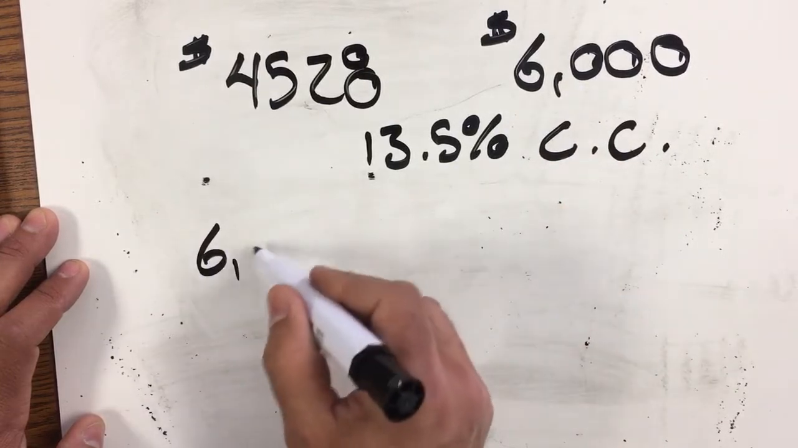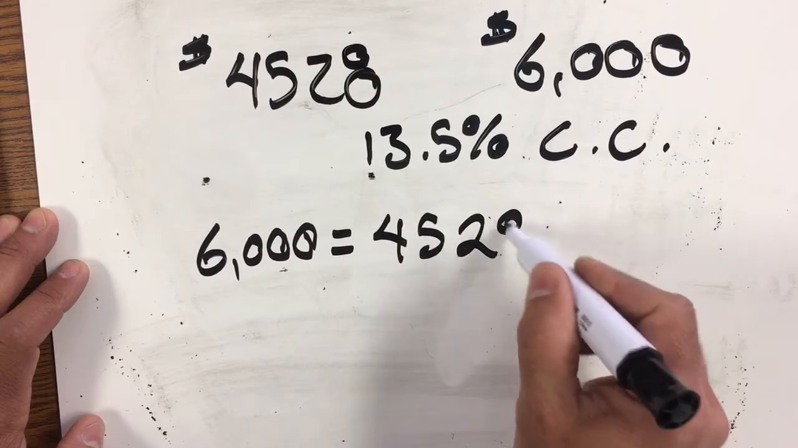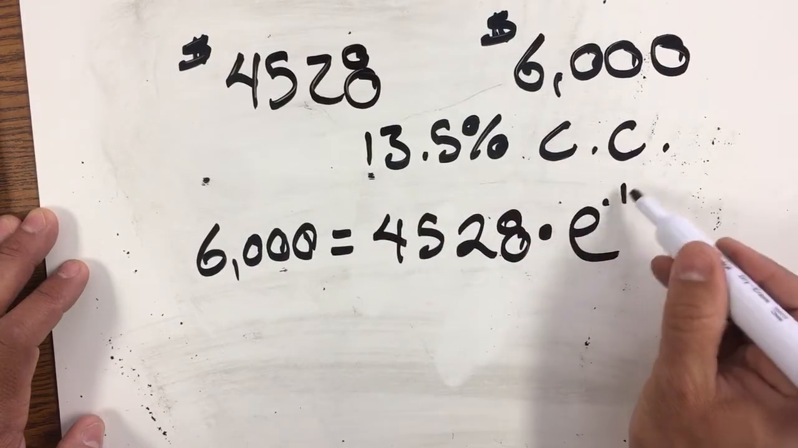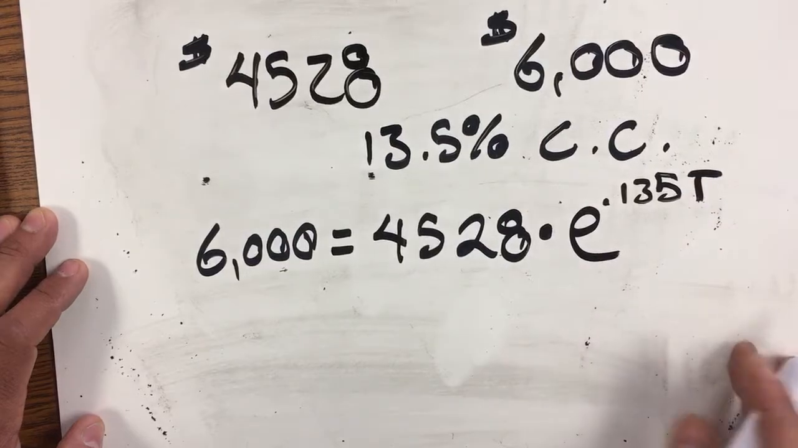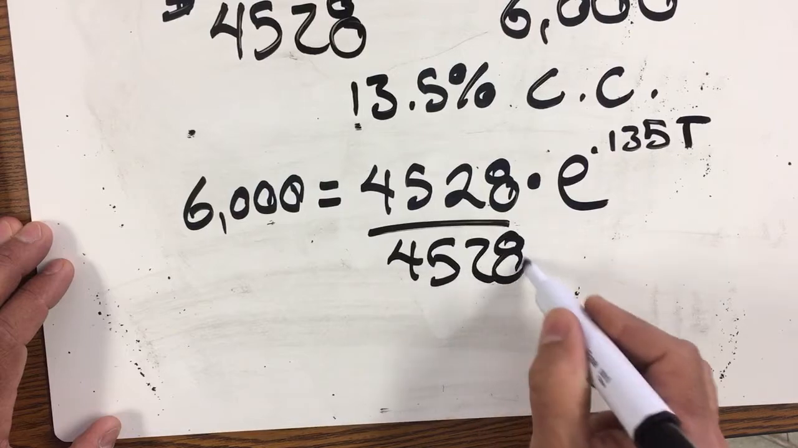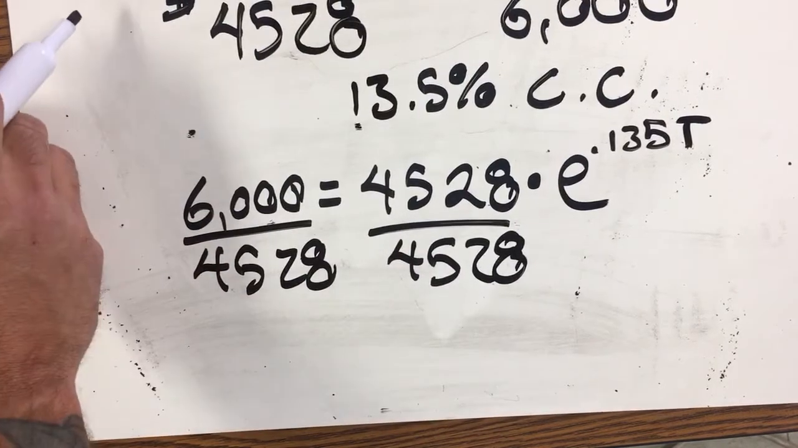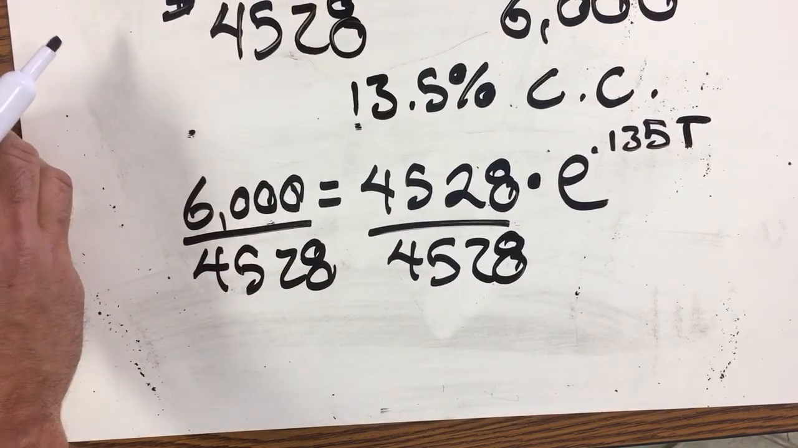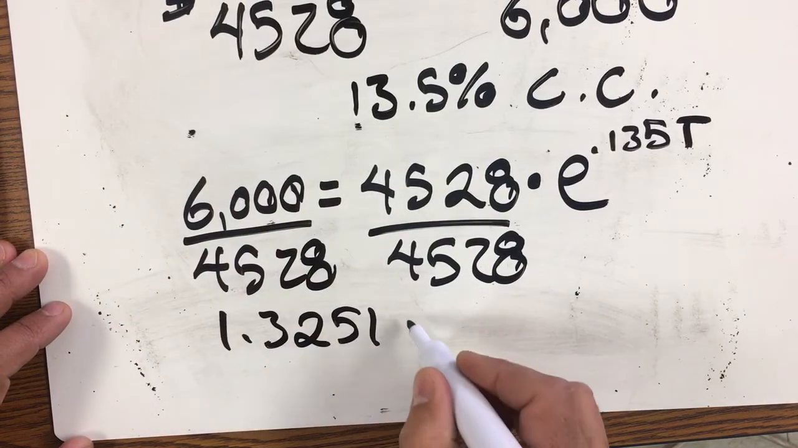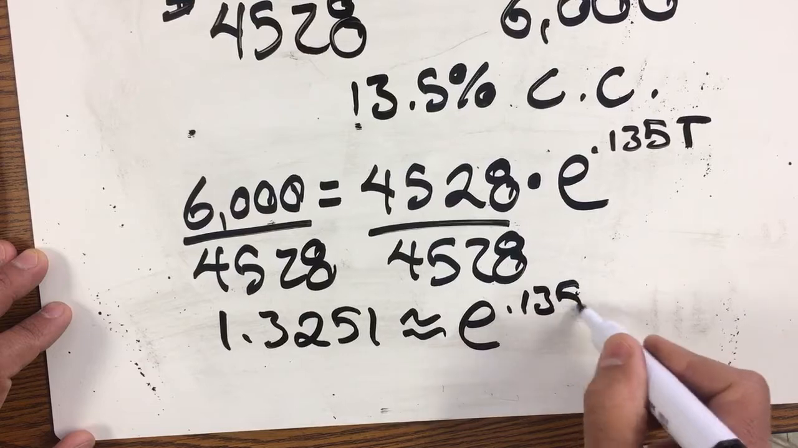So that's going to be my final amount. That's going to be my starting amount. Compounded continuously, so it's times e to the power of 0.135t. So first thing I'm going to do is divide by 4,528. $6,000 divided by 4,528 is 1.3251. I rounded, so I'm going to put approximately e to the 0.135t.